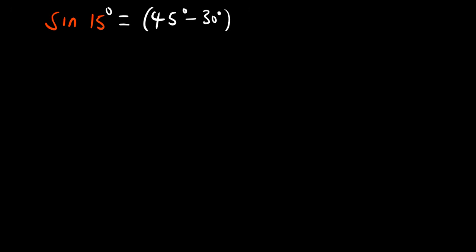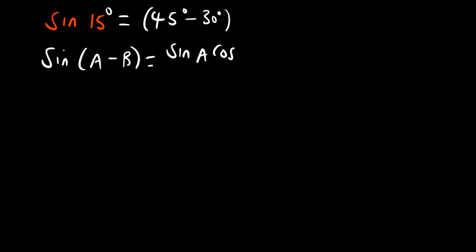Okay, so because of that, I now introduce the double angle for sine. We said if you've got sine A minus B, it is just the same as sine A cos B minus sine B cos A. Okay, so now that will be the thing. So allow us to say 45 is A, and 30 is, let's say, B. Okay, so what are we going to have?